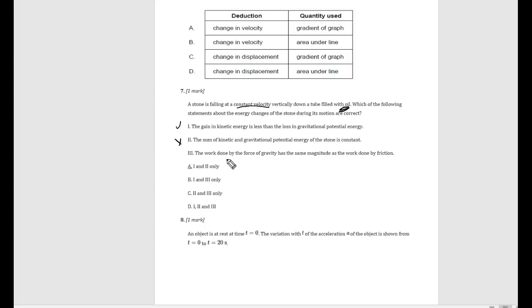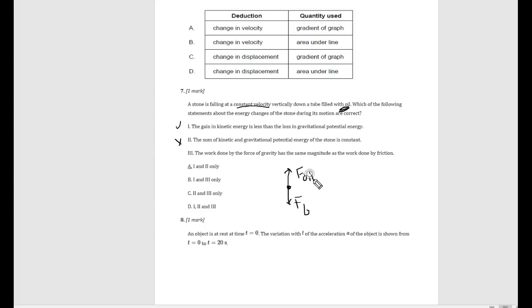And 3, the work done by the force of gravity has the same magnitude as the work done by friction. Okay, so how would we figure that out? What forces are acting on the stone? If we draw a free body diagram for the stone, there's only 2 forces. There's Fg, and then there's a resistive force from the oil.